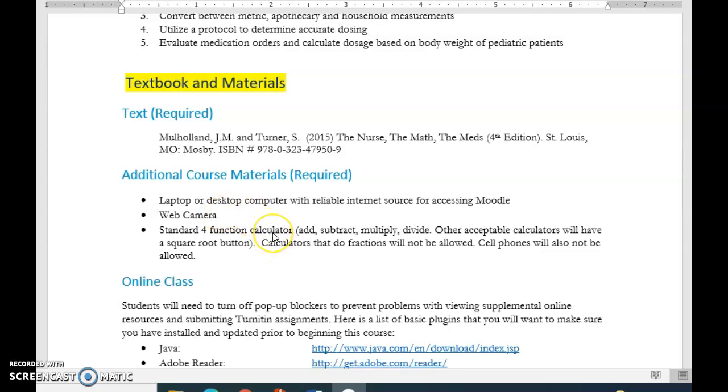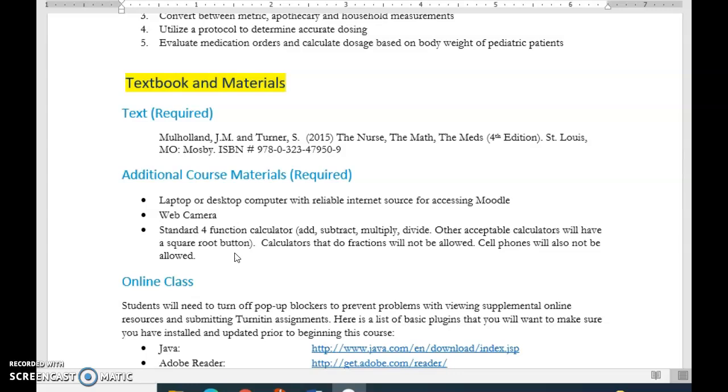I also need you to have a standard 4-function calculator. And by 4 functions, I mean add, subtract, multiply, and divide. Sometimes those little cheapy calculators might also have a square root button, and that's fine. We won't use it, but I understand some of them come with that as well. So I don't need the calculators that graph or do fractions or any of that stuff. First of all, we won't be graphing or doing fractions in that sense, so we don't need anything that expensive. But also the licensure exams that you might have to take one day will not allow bigger calculators than this little cheapy 4-function calculator.